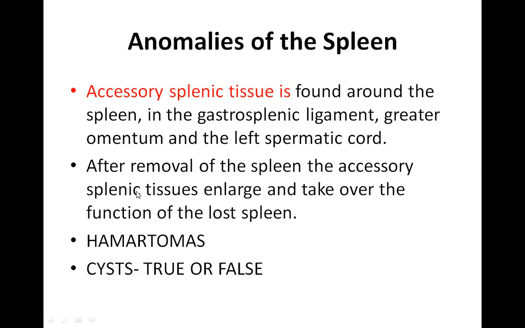After the removal of the spleen, the accessory splenic tissue enlarges and takes over the function of the lost spleen. Then there may be certain hematomas of the spleen, and there may be cysts occurring in the spleen. They may be true cysts or false cysts. So these are all the anomalies of the spleen. That completes the development of the foregut, and the next class will be on the development of the midgut.